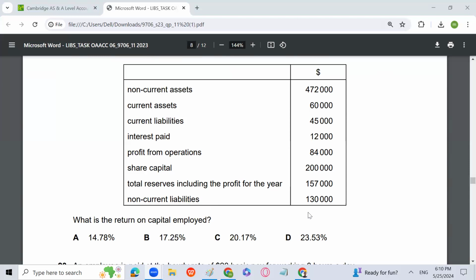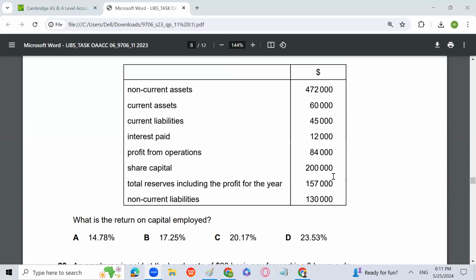And non-current liability will be a part of this, that is going to be your capital employed. 2 lakh plus 1,50,000 plus non-current liability, 4,87,000 will be your capital employed. 84,000 divided by 4,87,000 into 100, you will get the answer of return on capital employed. How much does it come to?